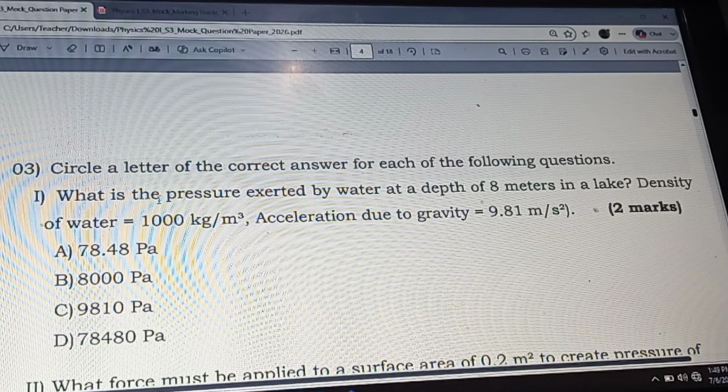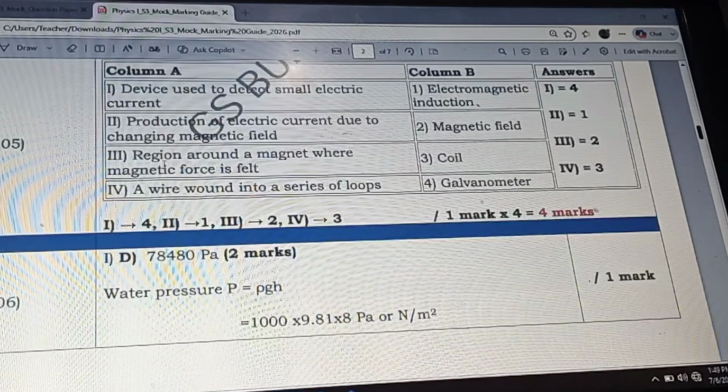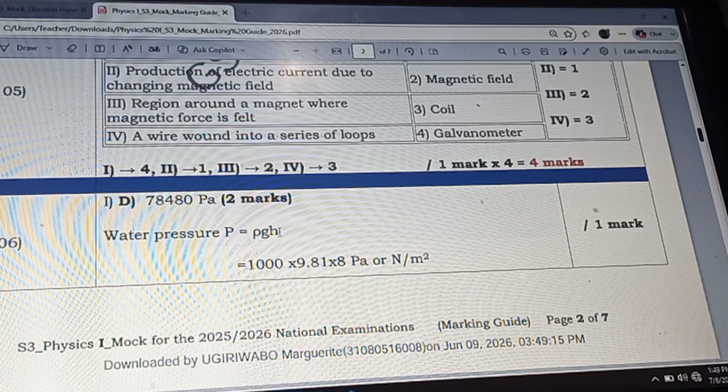Pressure in water, we have a formula of pressure in liquid is equal to the density times height or depth times acceleration due to gravity. Let's see the marking guide. Okay. Density times gravity or acceleration due to gravity times height or depth.